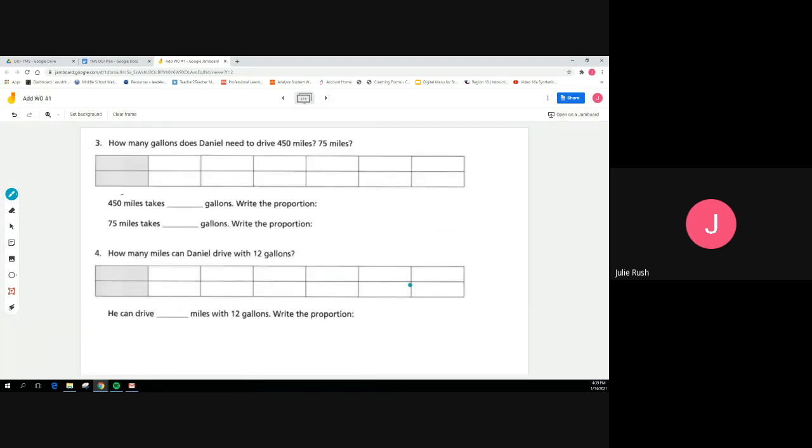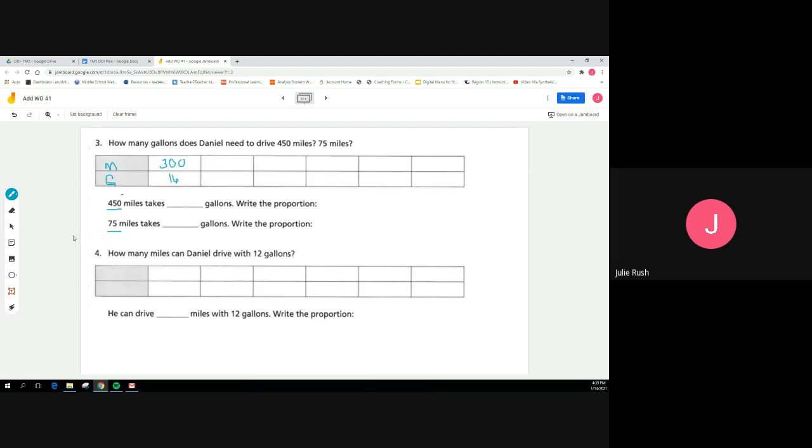All right. So, how many gallons does Daniel need to drive 450 miles? So, let's start with miles on top. I'm just going to put an M for miles and I'm going to put a G for gallons. I'm going to start with the rate they gave me, which is 300 to 16, because that's the information that I had in the problem. And I want a target number of 450 on top and 75.